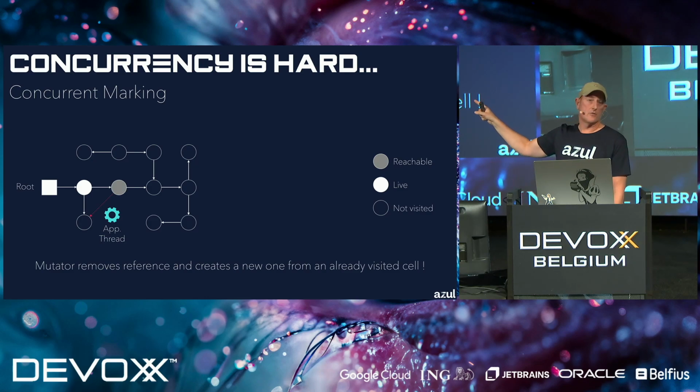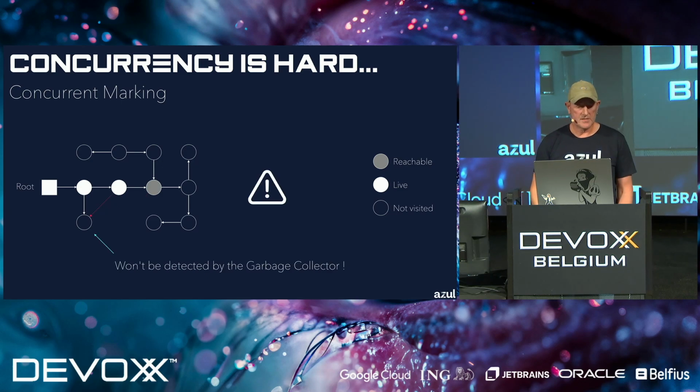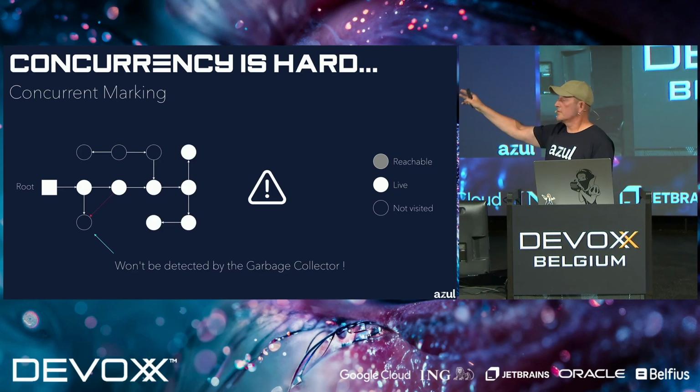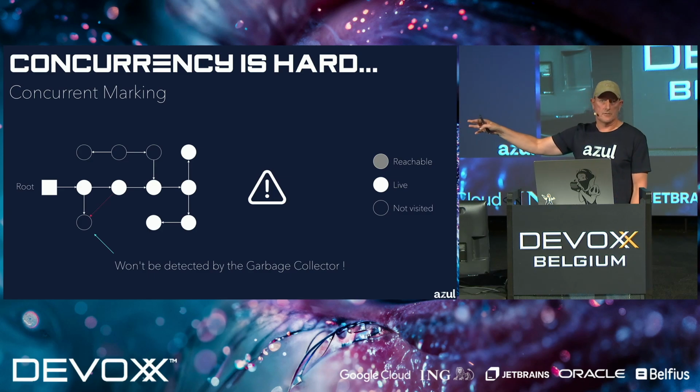The garbage collector already passed the first white circle. How does it know that there is a new reference and that the old one was removed? It doesn't. And what happens is it will just not recognize that this is a live cell now, because the one reference is gone and there's suddenly a new one. And that's the problem. So once it finishes, this one won't be detected by the garbage collector.